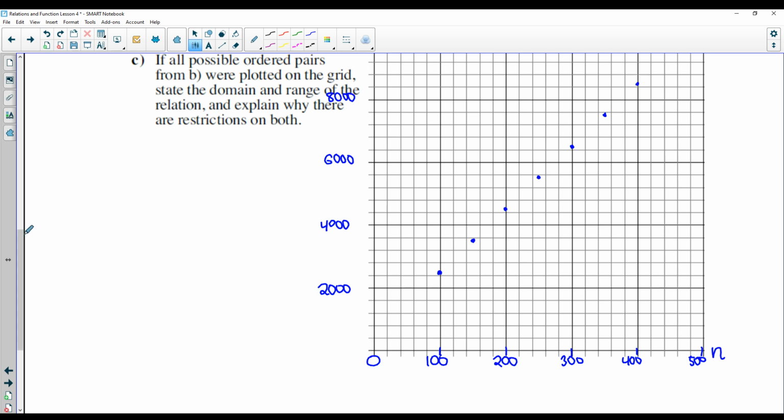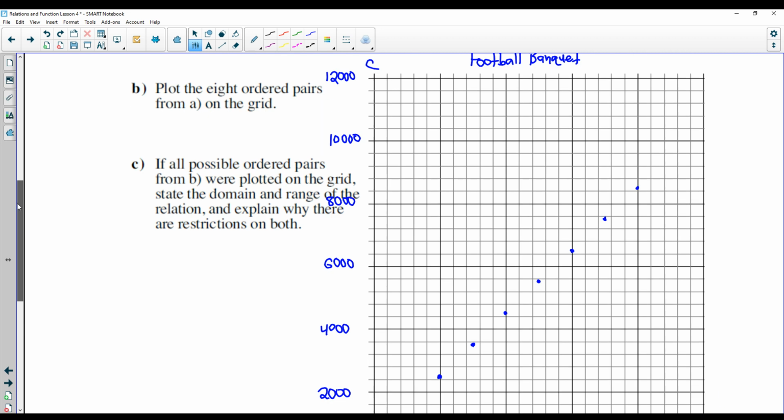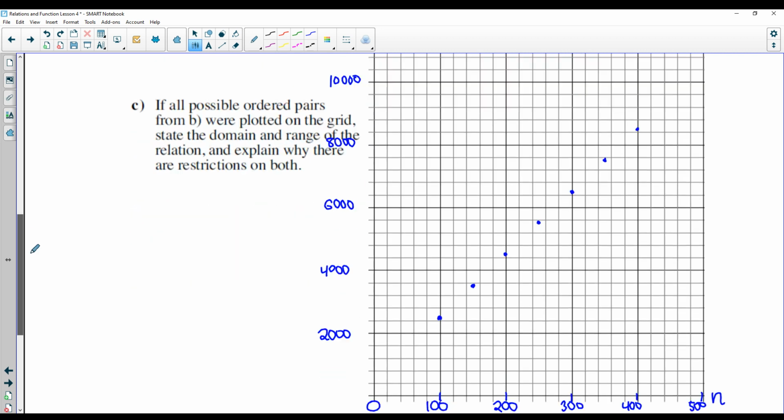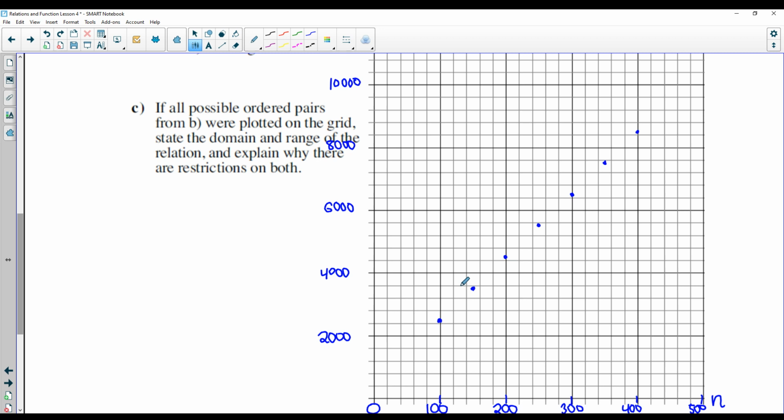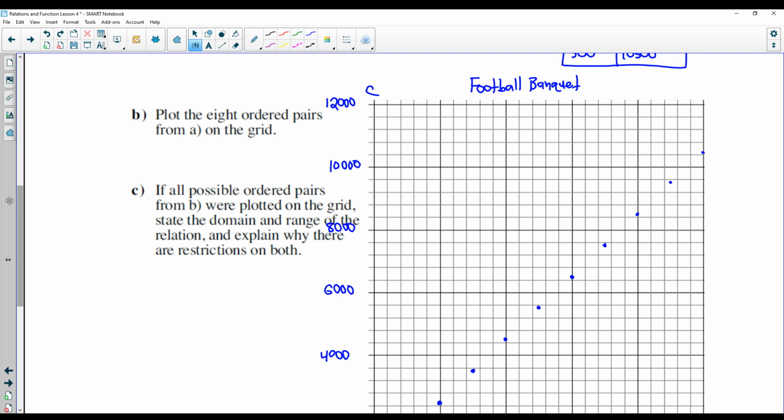Then the final points. If we have 450 people, then we have 9,500. So 450, 9,500 is about here. And then if we have 500 people, the cost is 10,500. So that's going to be located about right there. Okay, so we did that. Plot the 8 ordered pairs on the graph.